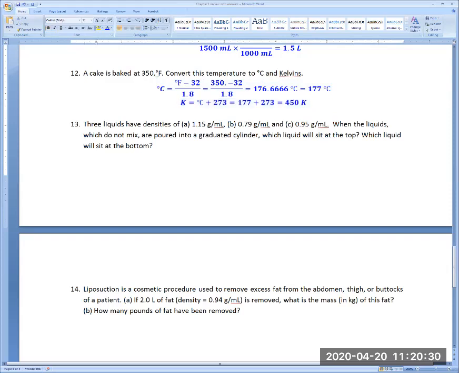Okay, no questions about that? Okay, let's go through some density problems here. 3 liquids have densities of 1.15 grams per milliliter, 0.79 grams per milliliter, and 0.95 grams per milliliter. When the liquids which do not mix are poured into a graduated cylinder, which liquid will sit at the top and which liquid will sit at the bottom? So let's answer this one. Which liquid will sit at the top? What do you think? Is it going to be A, B, or C? You can answer in the chat by telling me A, B, or C for the one that sits on the top.